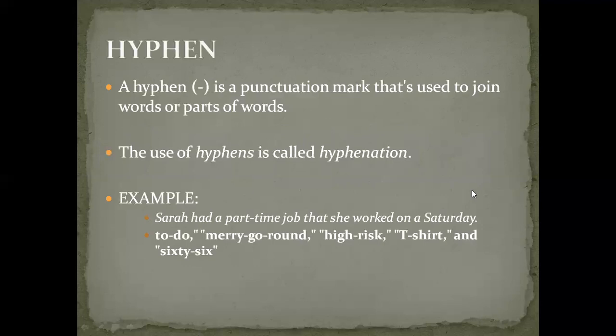If you see the definition here, a hyphen is a punctuation mark that is used to join words or parts of words. Parts of words in the sense when you have left some letters in the first line and then the rest has to be written in the second line. So when you are joining two words, even then you will use a hyphen. And this usage of hyphens has been given a name.